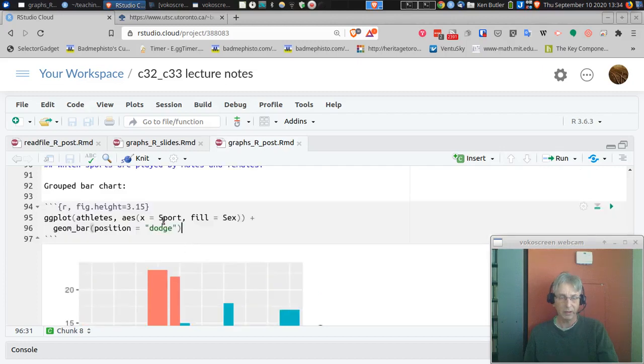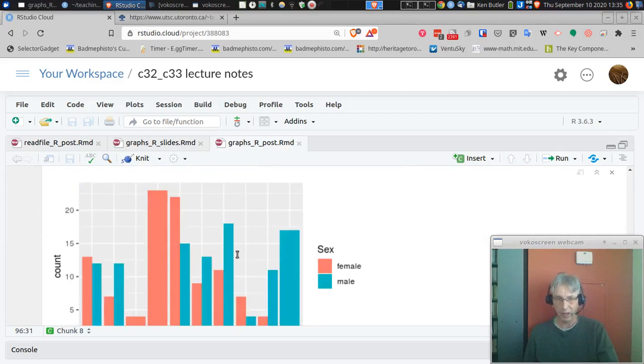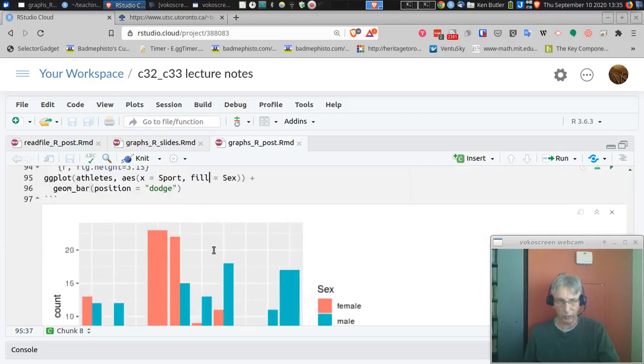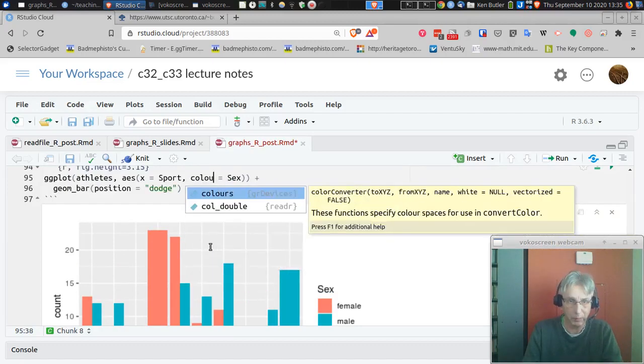And the way to make that happen is to say x equals the one you want on the x-axis, and fill equals the one that's going to make the colors. There is also a one called color, which I will just quickly show you, which we'll end up using mostly later on. I'll just show you how that one behaves.